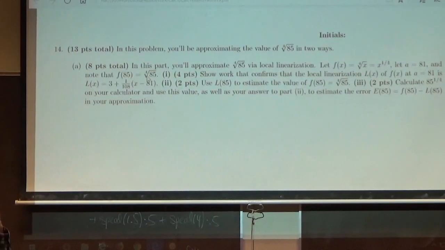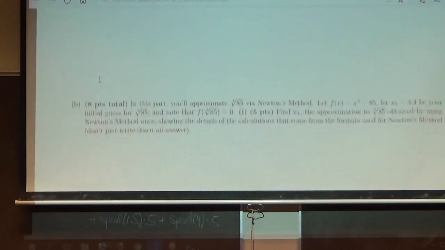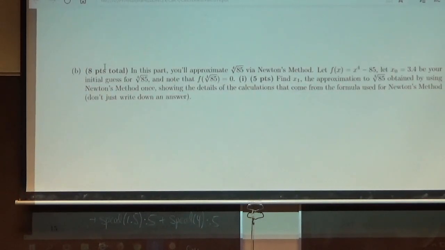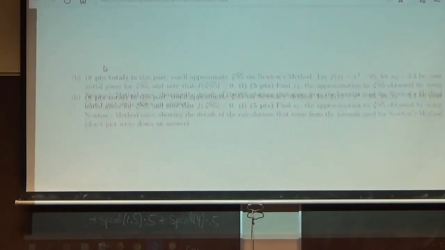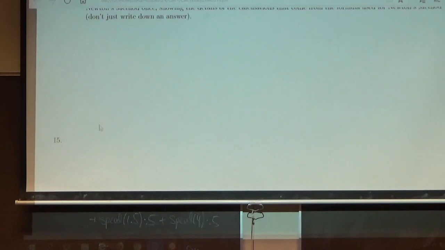And this is the last page. This one was to approximate something in a couple ways. This first part was to use local linearization, and the second part was to use Newton's method. And looks like this was not the final version of your exam either. There's evidently a last problem here that I did not have on here yet. You could look that up on your exam too.